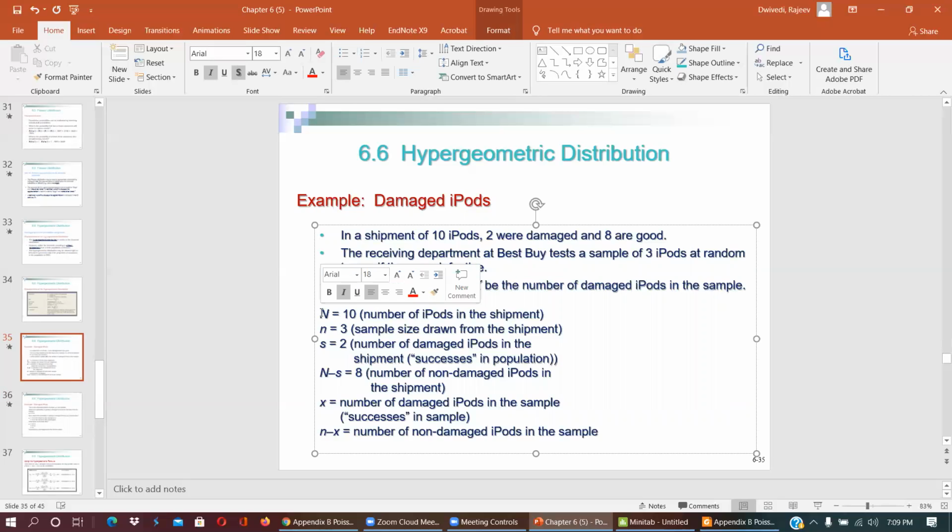So how many iPods? N is 10. They check 3 iPods. There are successes, which is 2, because 2 were damaged. So this is X, the number. So we are just going to use this number of non-damaged iPods, which is 8.